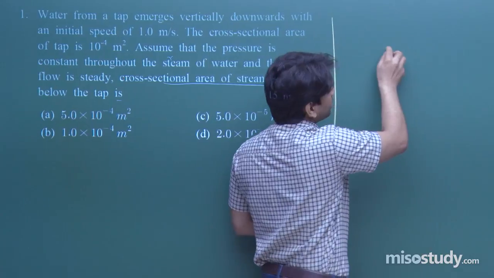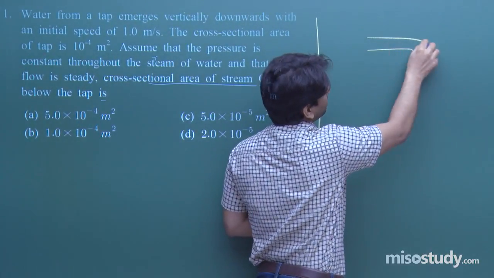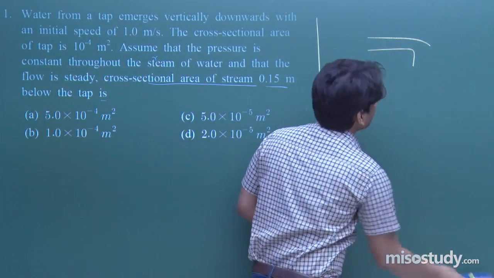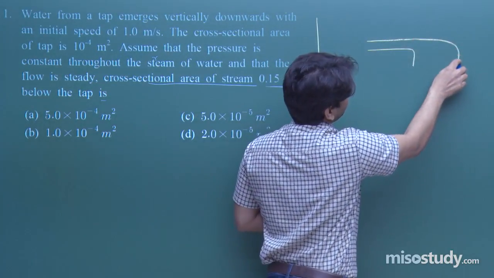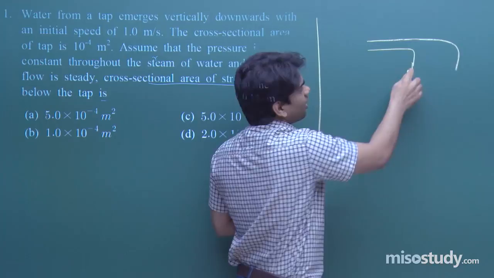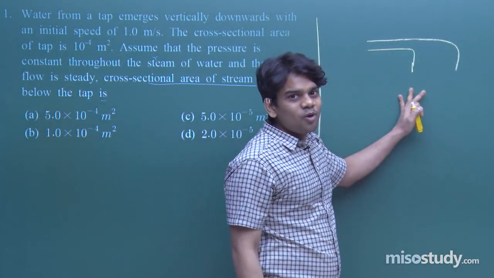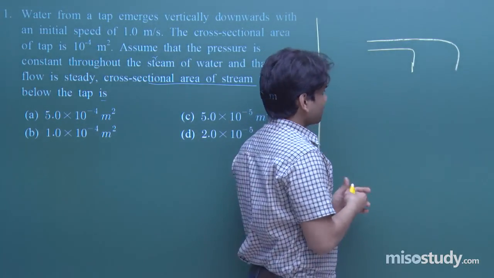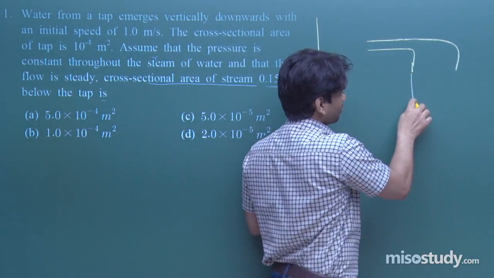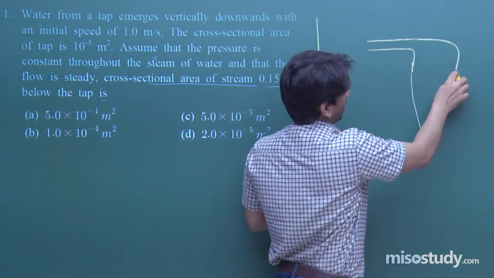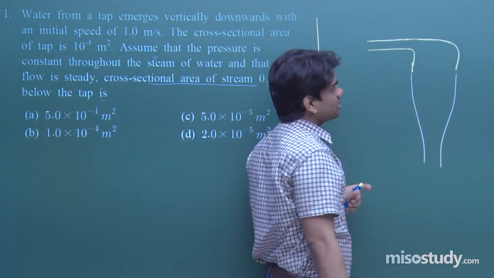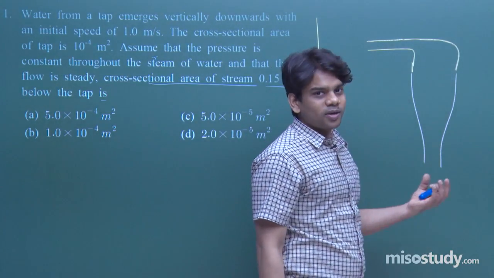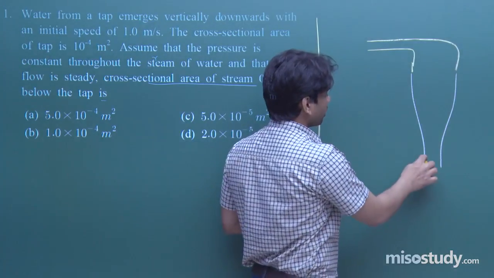Let's say this is a tap, and if I show you the exact cross-section in a more elaborate way, let's say this is the tap. Don't think that I have drawn a very wide mouth of the tap. Water would be coming out from this, and if you have noticed, the water stream tapers at the bottom. It will be narrower at the bottom.